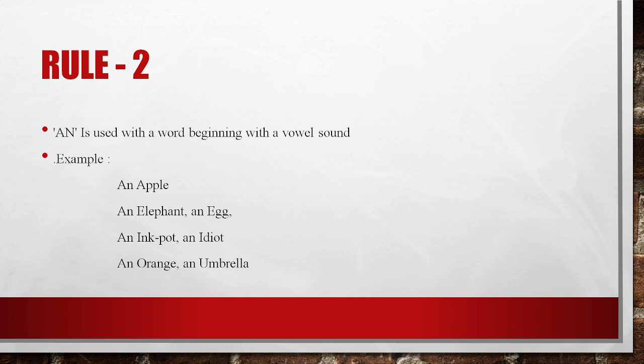Let us pass on to rule 2. An is used with a word beginning with a vowel sound. An apple, an elephant, an egg, an ink pot, an idiot, an orange, an umbrella. So we can notice that in all these words, a vowel sound is used.